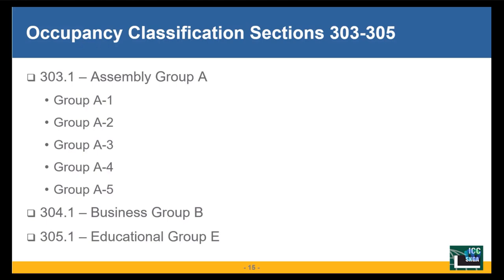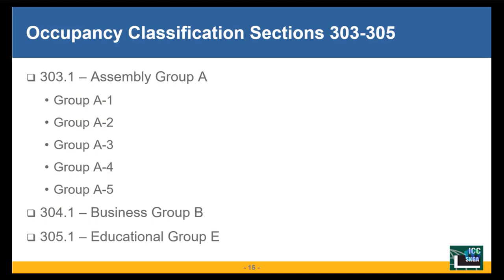Group B is business occupancies, and that basically is when you use the building or any portion of the building, room, or spaces for professional or service type transactions. For example, a bank, an insurance office, an office building, LA Department of Building Safety. It would be a business occupancy.